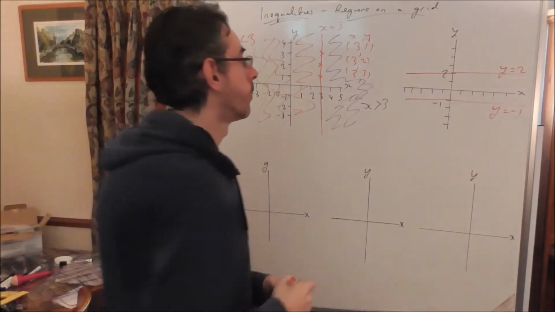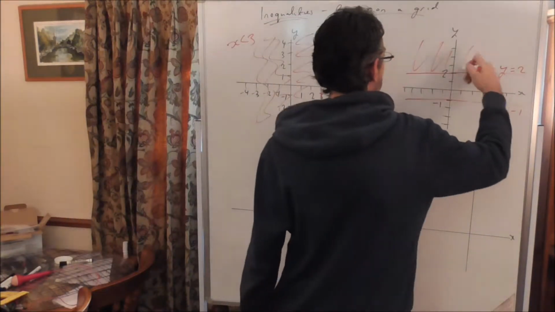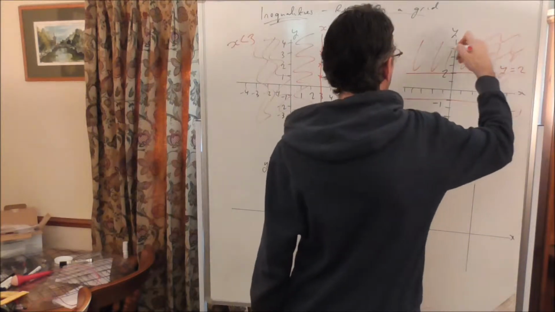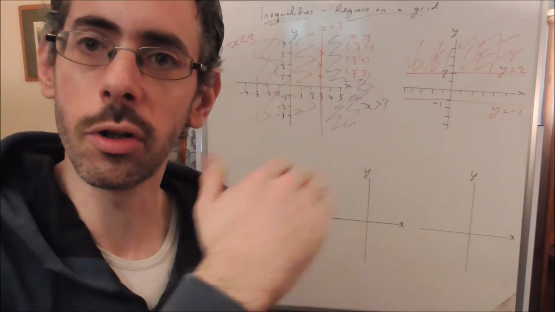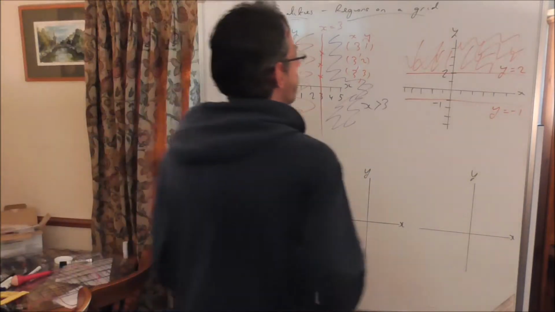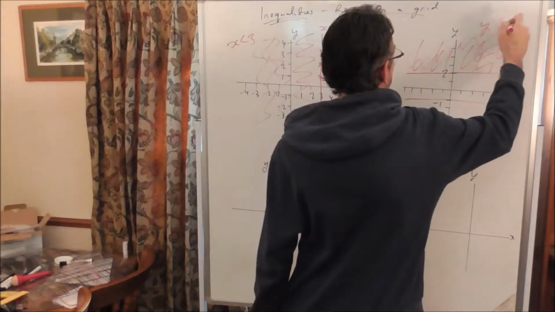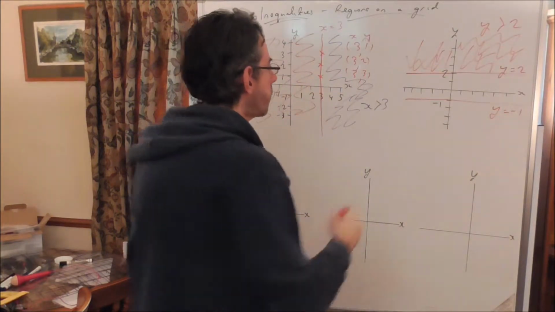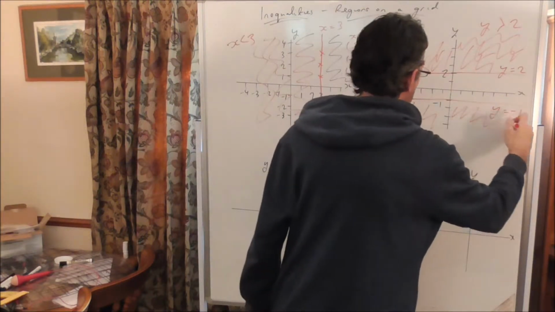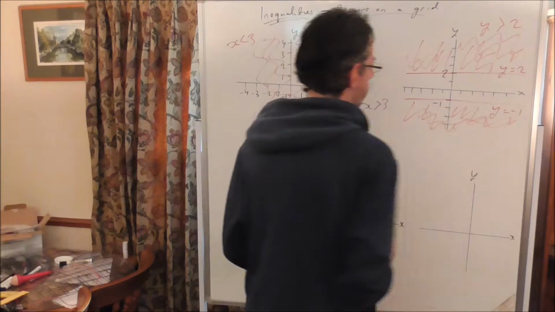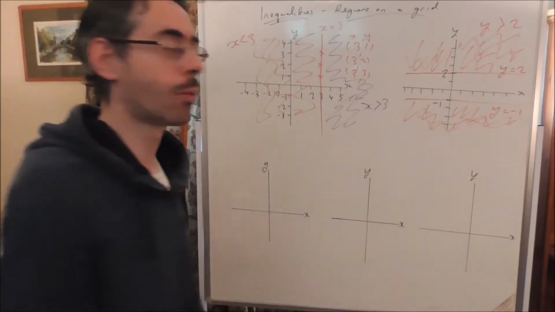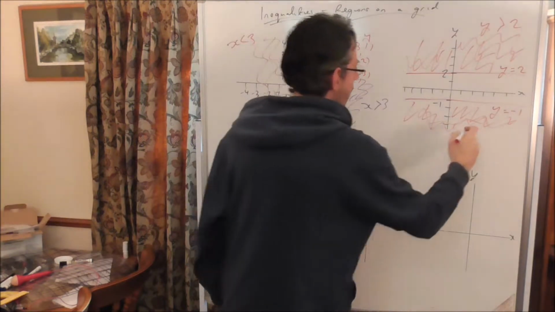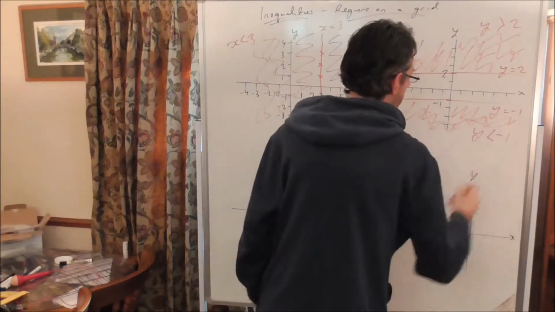Now, what inequality can we use to describe points in this region up here? The points in that region all have a y-coordinate greater than 2. So we can call this region y is greater than 2. Points in this region, what inequality can we use to describe this region? Well, points in that region have a y-coordinate less than -1. So y is less than -1 is that region.